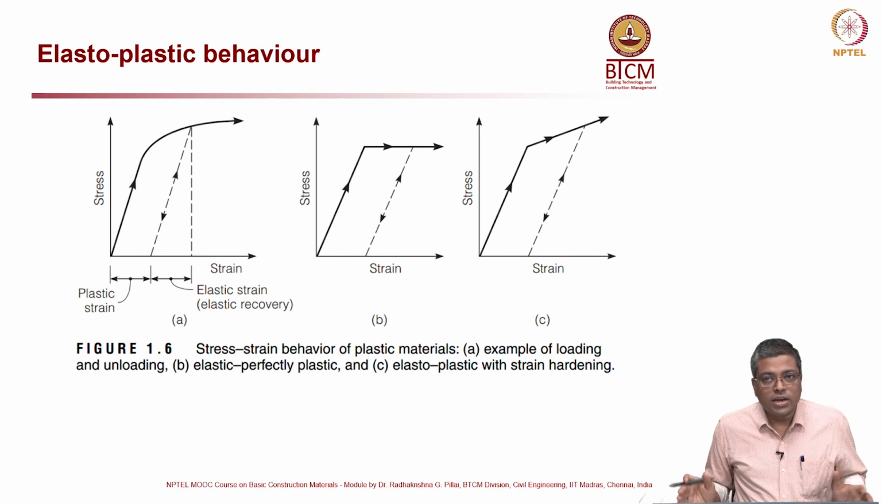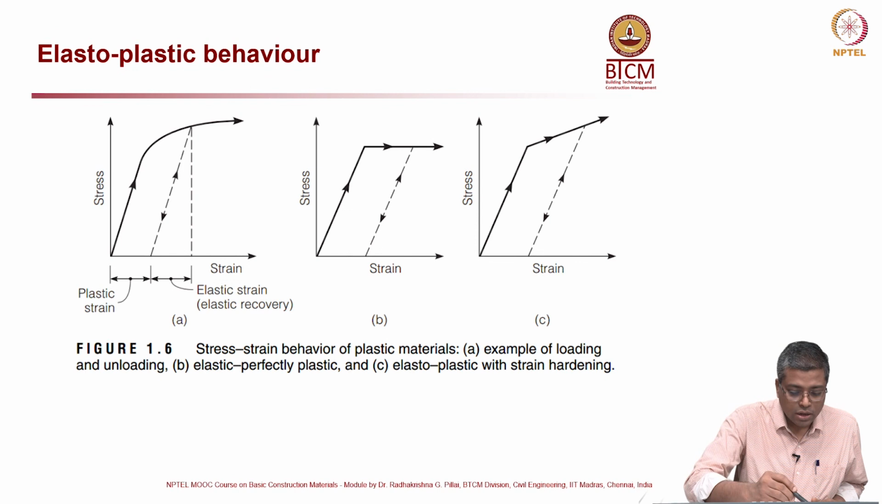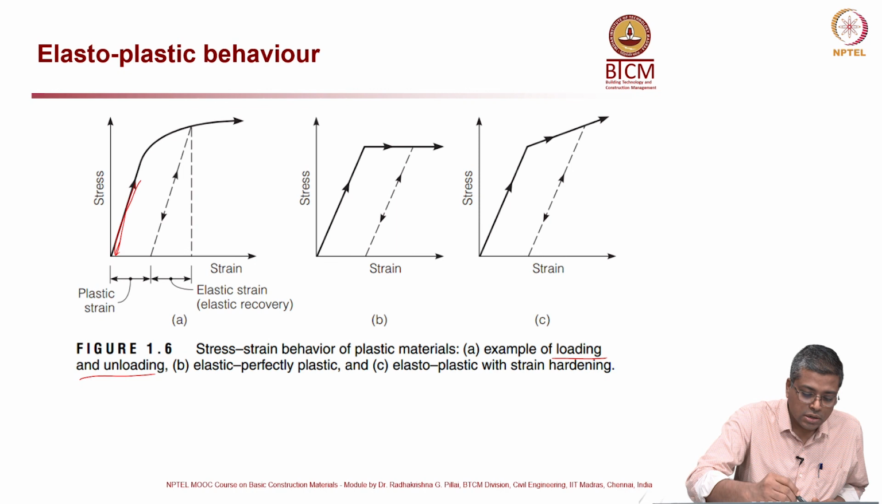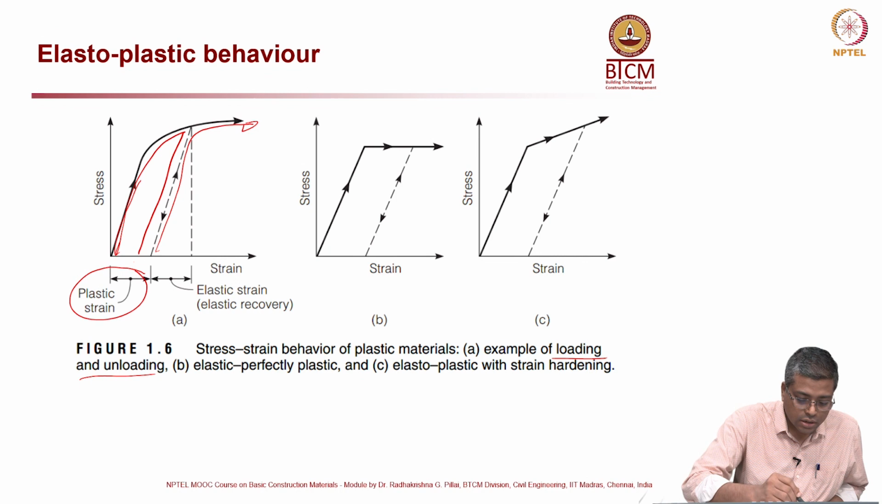Now, there are different types of elastoplastic behavior. You can see here in the first one, typically for steel or any alloy, it will look something like this, where in the example of loading and unloading, the graph goes like this and then comes back, and then if you load it again, it goes back and follows like this. So, here you have plastic strain and then elastic strain.